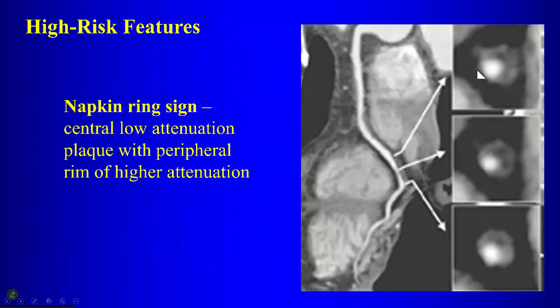Napkin ring sign. If you have this low attenuation core, when you look at this in cross-section, there's a low attenuation core here, and surrounding it, the plaque is somewhat higher in attenuation. That is called a napkin ring sign. That's also a feature of a high-risk plaque.